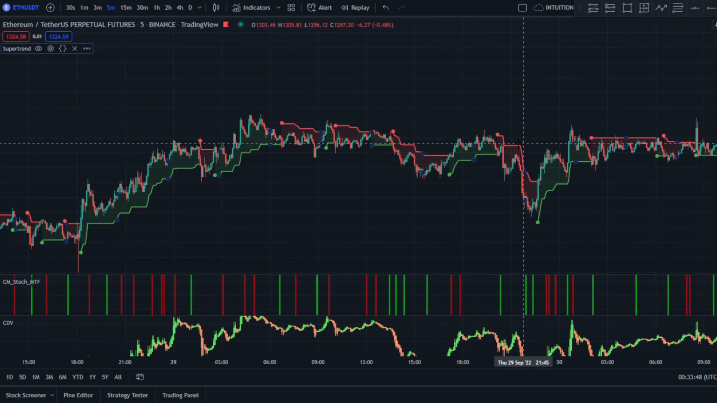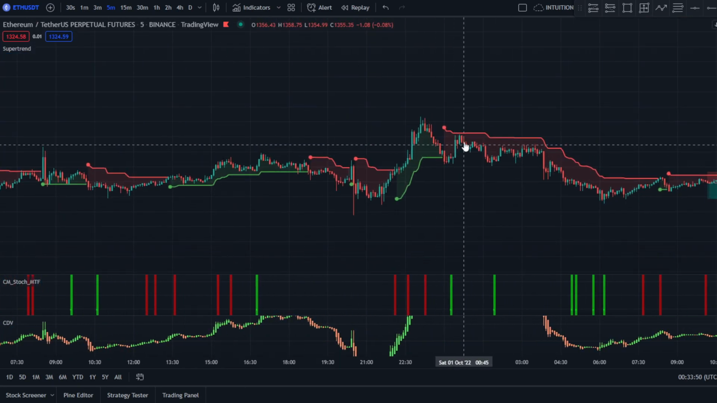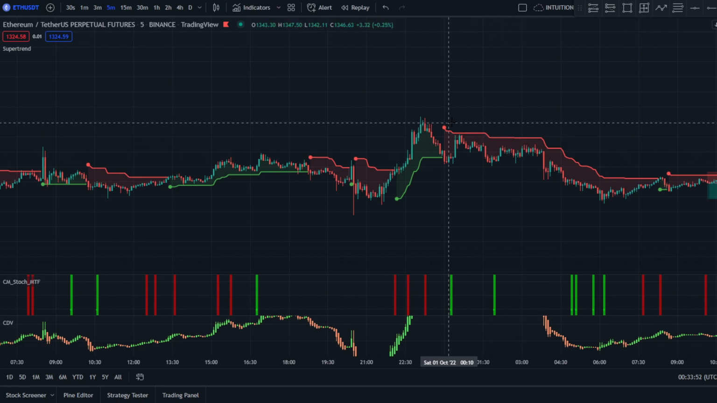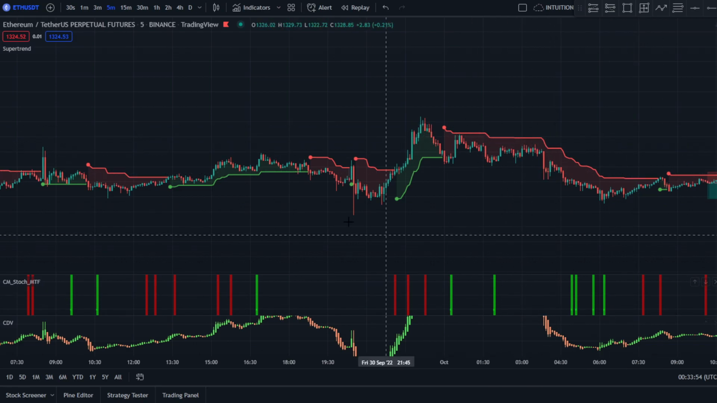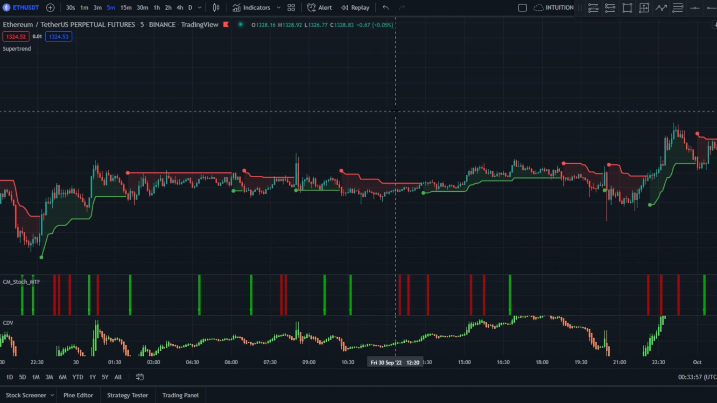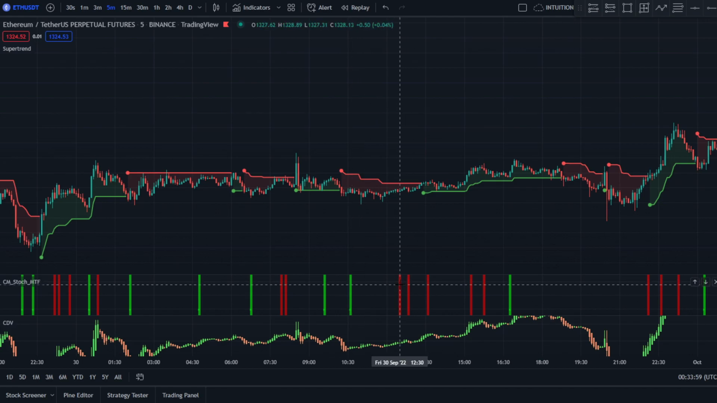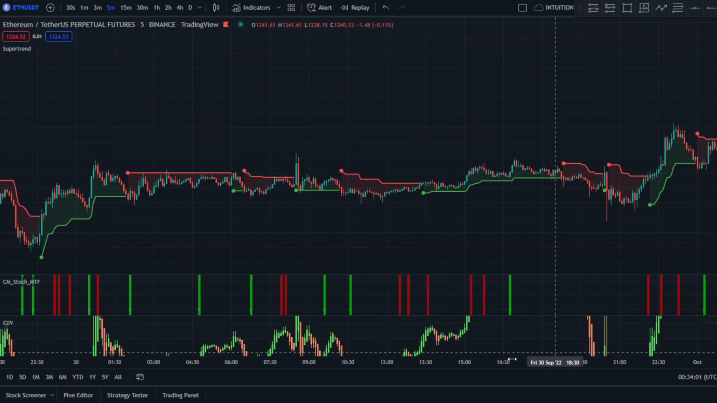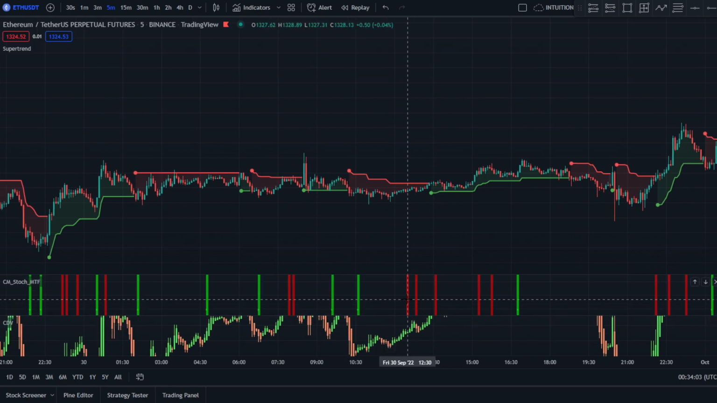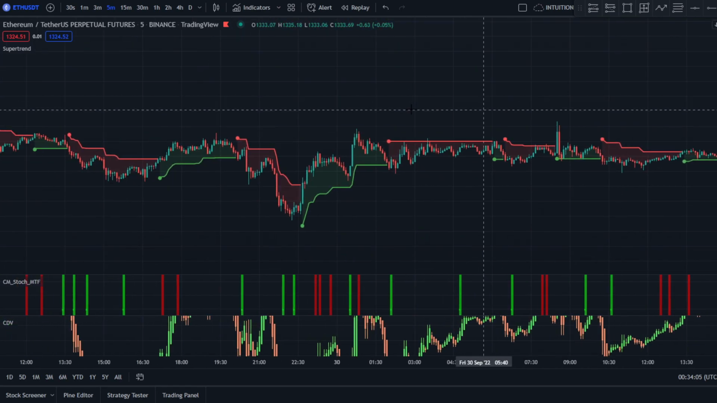Let me show you guys one more example. None of them are fitting the criteria because you can see, although we have all the red super trend lines, there's no red signal there. Same thing here, we have a red signal, but the candle after that is green in color. See here, green in color, so not valid.